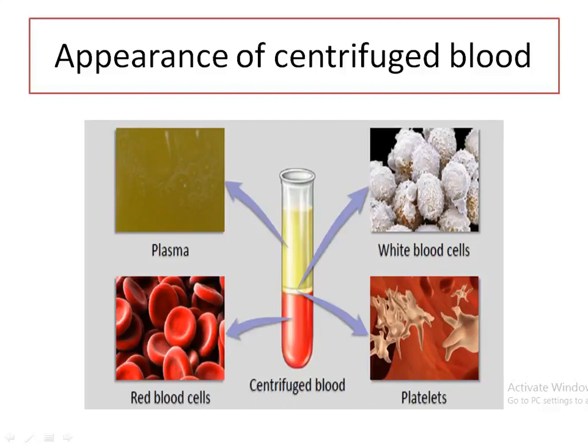Appearance of centrifuged blood. When blood is centrifuged in a small test tube, cells, that is white blood cells, red blood cells and platelets, sink to the bottom and plasma makes a layer on top. WBCs and platelets, which are denser than plasma and less dense than red blood cells, make a buffy coat in between plasma and red blood cells.